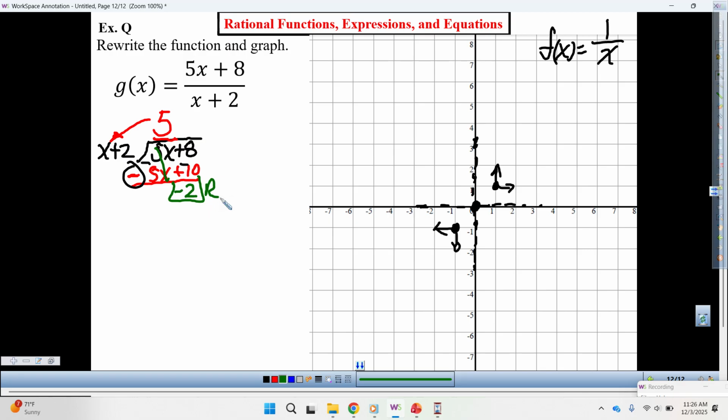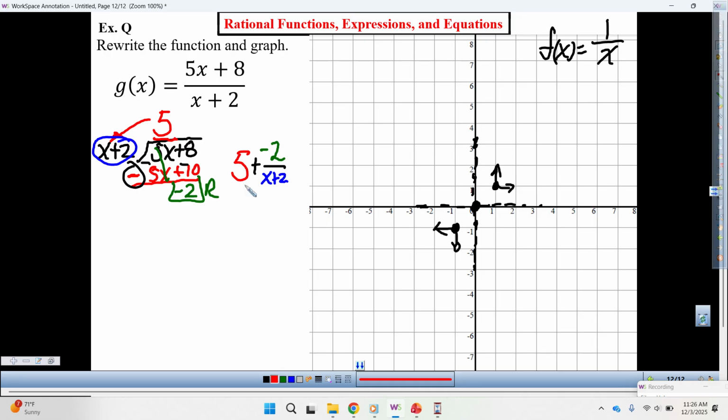So if you have color pens, make sure you're using the same colors, because the mechanics of this one is what's going to guide us on the next problem that's a little bit more robust than this. So what is my answer to this division? 5 plus my remainder is negative 2, and the denominator is x plus 2, which I get from here.